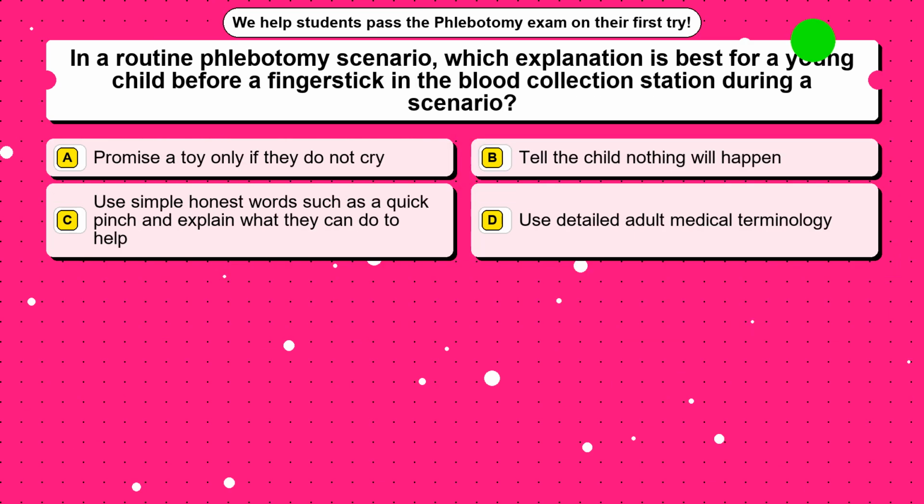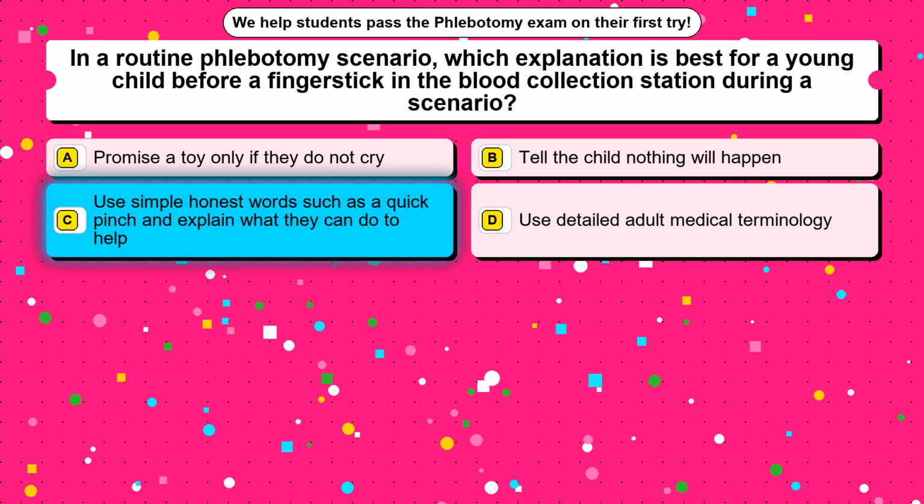Question 90. In a routine phlebotomy scenario, which explanation is best for a young child before a finger stick in the blood collection station during a scenario? Option A. Promise a toy only if they do not cry. Option B. Tell the child nothing will happen. Option C. Use simple honest words such as a quick pinch and explain what they can do to help. Option D. Use detailed adult medical terminology.